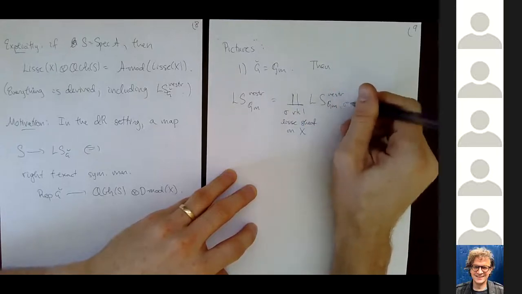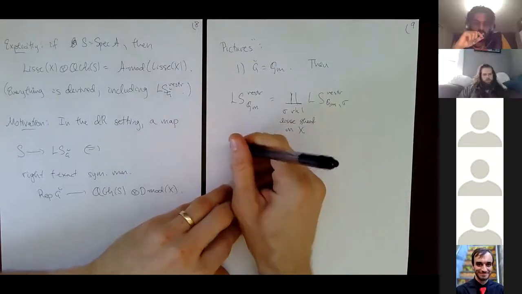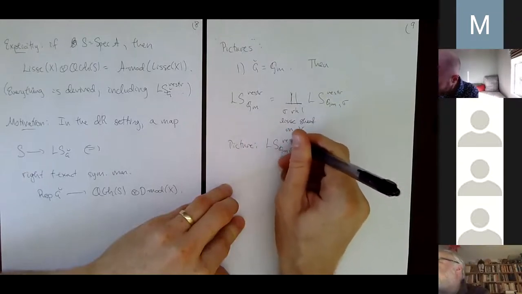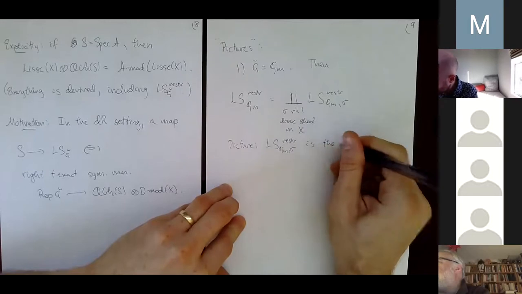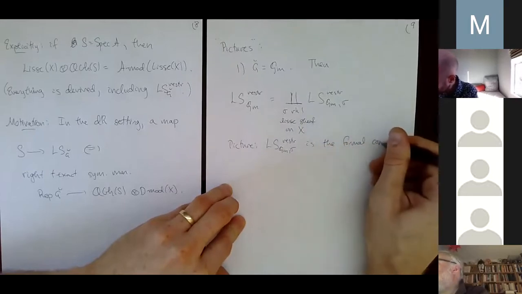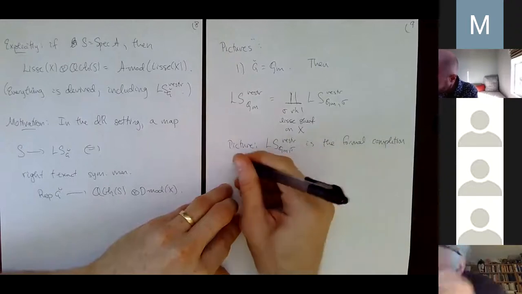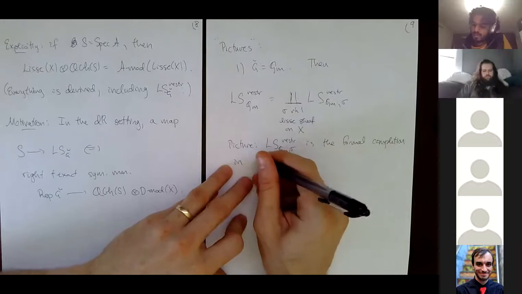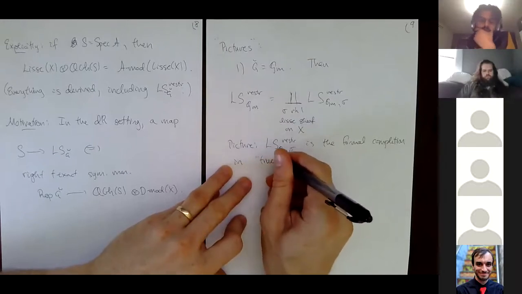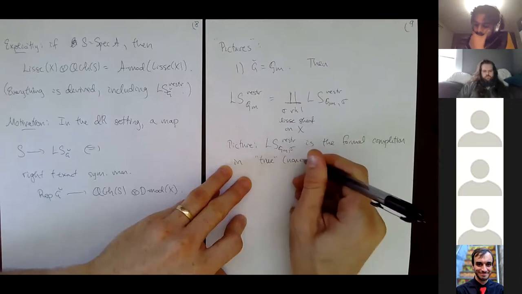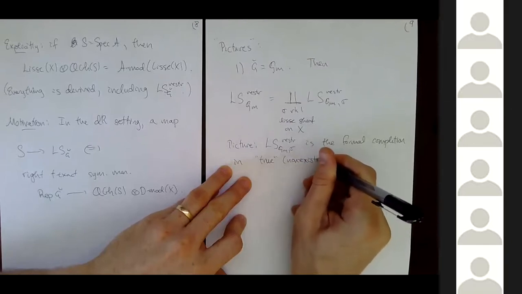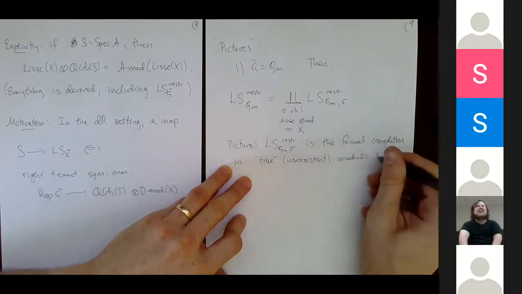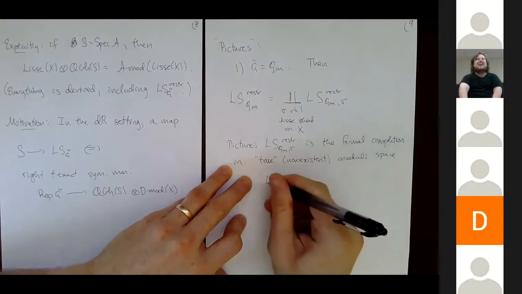There's going to be some sigma here, and the picture is going to be that this Locsys GM sigma restricted is the formal completion, I'm writing picture twice, but okay, in the true, non-existent moduli space of GM local systems. So this is, I should say, a precise statement.